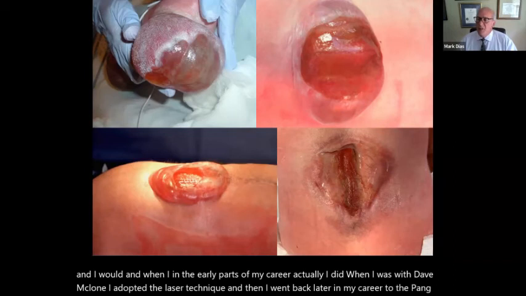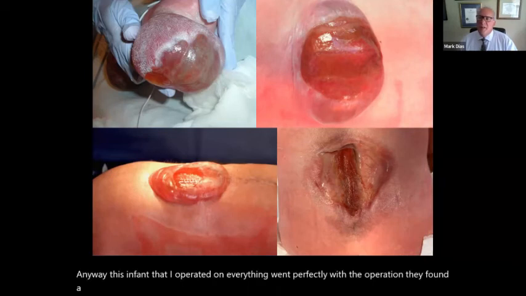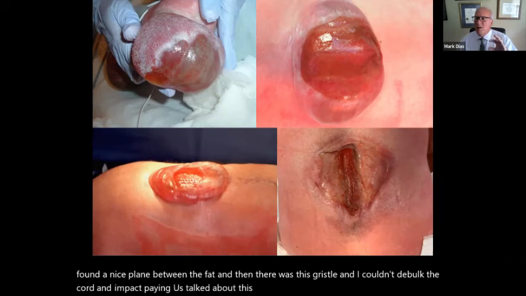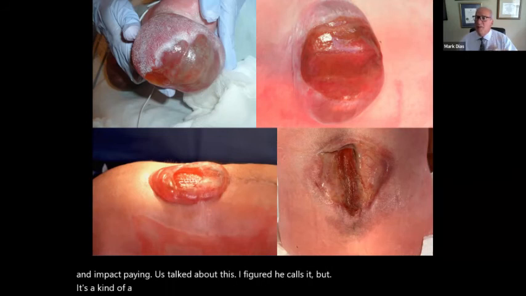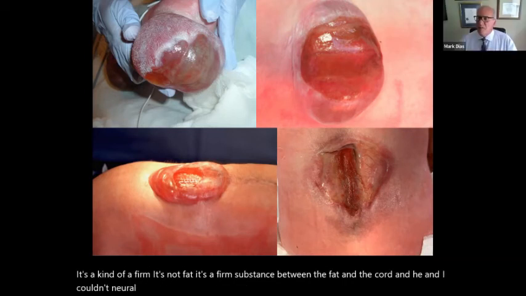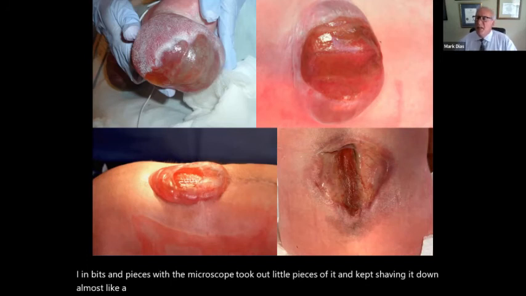Anyway, this infant that I operated on, everything went perfectly with the operation. I found a nice plane between the fat, and there was this gristle, and I couldn't debulk the cord. And Pang has talked about this. I forget what he calls it, but it's a kind of a firm section between the fat and the cord. It's not fat. And I couldn't neurulate the cord without taking that out. And Pang takes that out as well. And so I, in bits and pieces with the microscope, took out little pieces of it and kept shaving it down, almost like a falafel, taking little pieces until I got really quite down close to the cord.